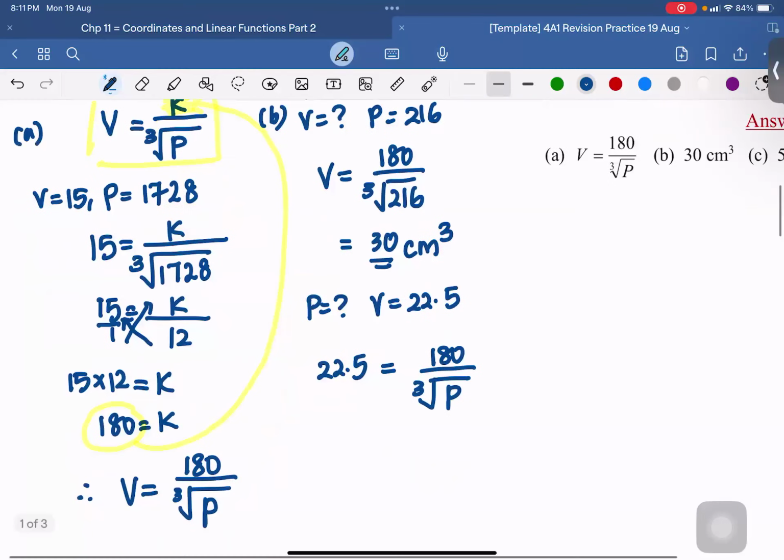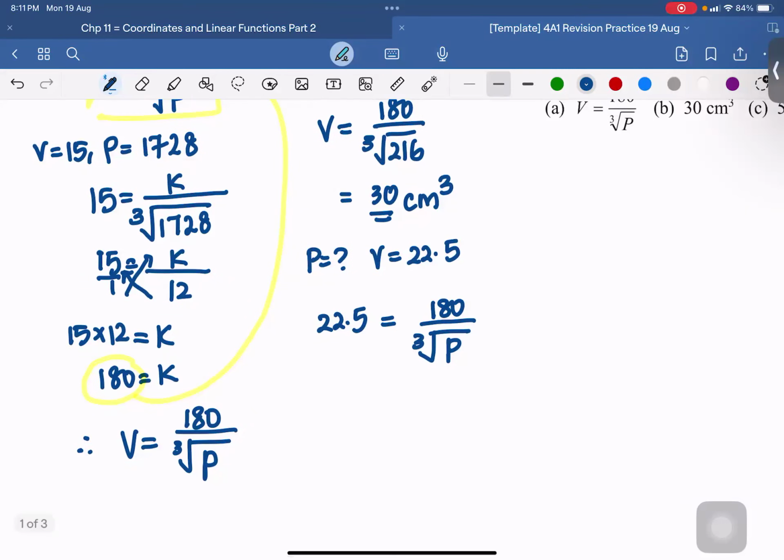Now do not rush to cube everything or anything. Always try to get rid of our denominator first. Make sure there's no fraction. So we're going to cross multiply. This one will be 22.5 times cube root of the number P. So far, so good?